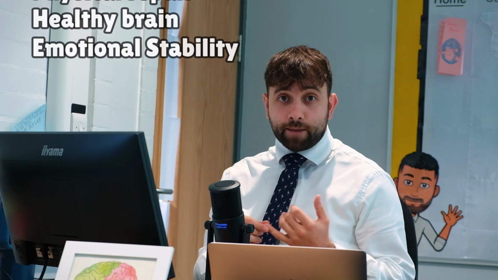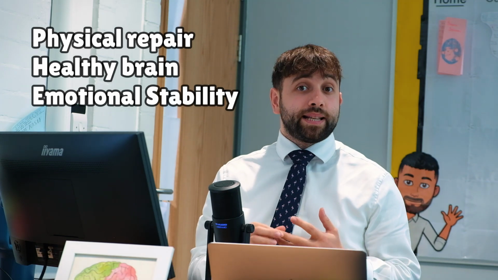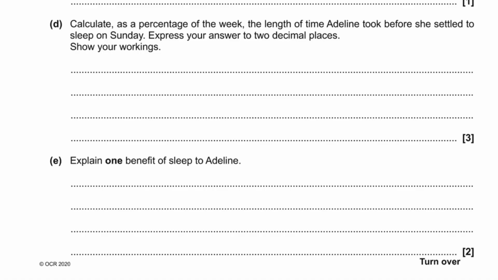These are physical repair, healthy brain, and emotional stability. And because the question says explain, we can't just name it, we actually have to talk a little bit about each of them. And so a really easy one to talk about would be emotional stability.